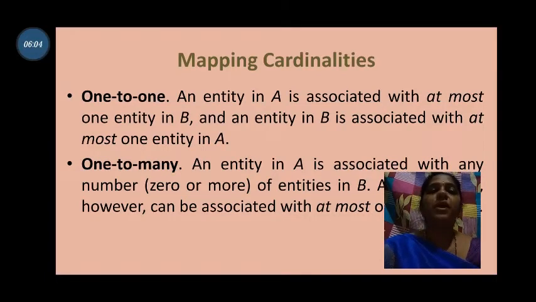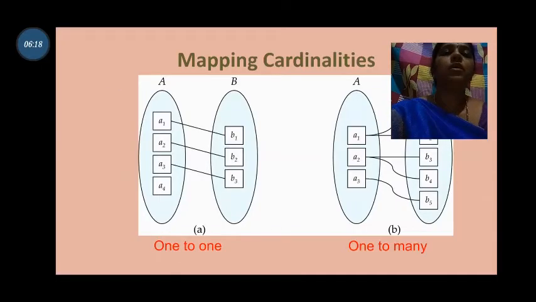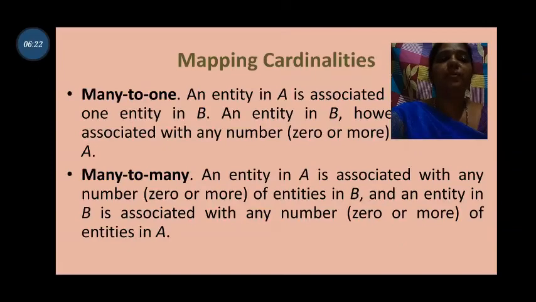And for one to many, an entity in A is associated with any number of entities in B, and an entity in B can be associated with at most one entity in A. That is for one to many. This is the example for one to one and one to many.